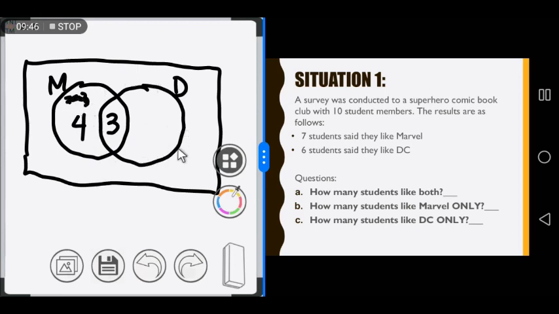Then, on this part, we have 6 students who like DC. You already have 3 here. How many are still missing? 6 minus 3, the answer is 3. You do not need to write these computations. So, we have 4, 3, 3. How many students like both? The answer is 3. How many students like Marvel only? The answer is 4. And how many students like DC only? The answer is 3.